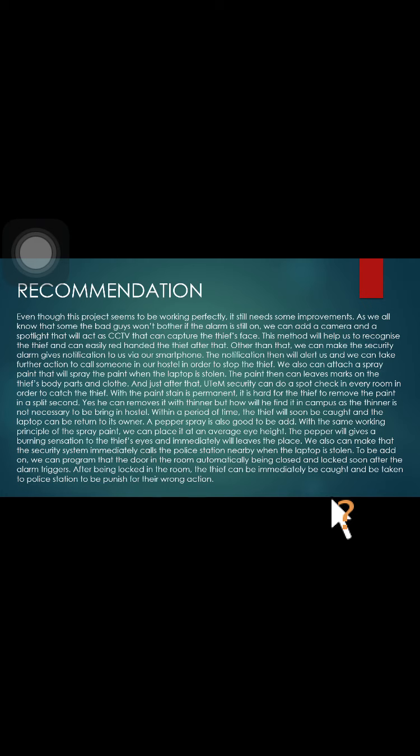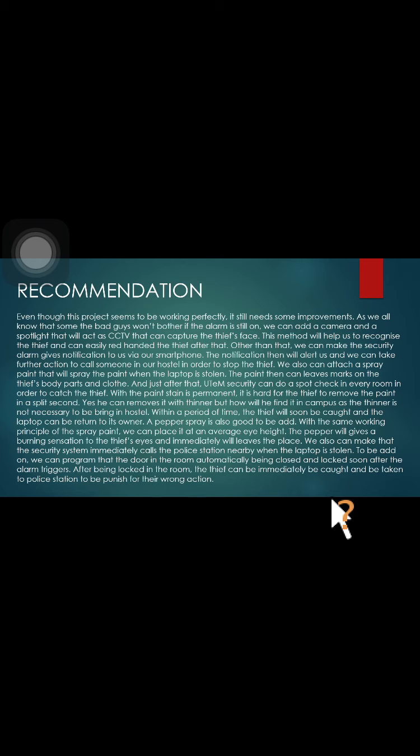So this is some recommendation from me. Even though this project seems to be working perfectly, it still needs some improvement. As we all know, some of the bad guys won't bother if the alarm is still on. We can add a camera and a spotlight as a CCTV that can capture the thief's face. This method will help us to recognize the thief and can easily catch the thief red-handed after that.